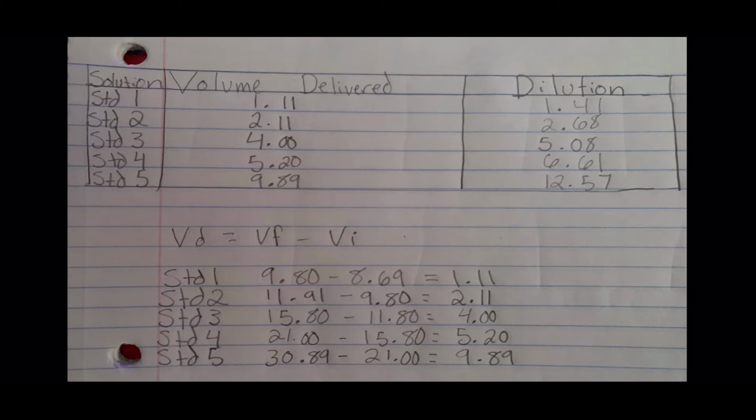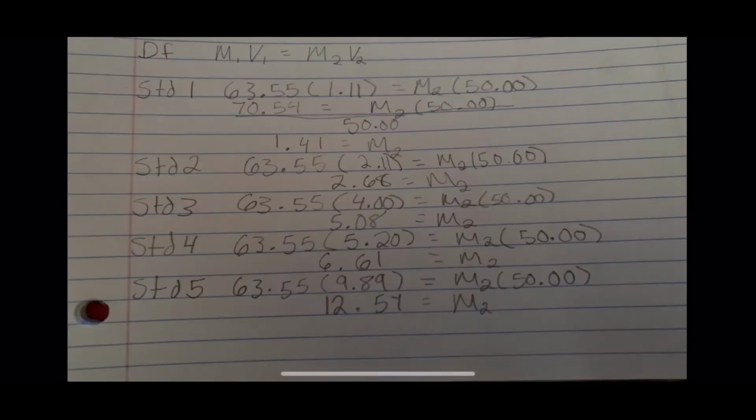Then on the bottom, we have our dilution formula, which is M1V1 equals M2V2. For solution 1, that would be 63.55 times 1.11 equals M2 times 50.00. And then that would be 70.54 equals M2 times 50.00. Then you divide out the 50.00, and that gives you 1.41 for M2. So I inserted all of the others into that same formula.